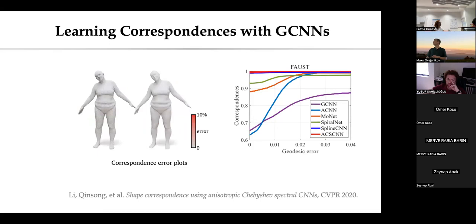Now, if you skip forward 5 years, to 2020, there's a paper that came out, ACSN, a CVPR paper, and they reported a result like this. It's basically a perfect result. I think they trained on 80 shapes and tested on 20. To me, this is incredible. This is the shape, this is some template shape, and this is the error: the average error is basically zero.